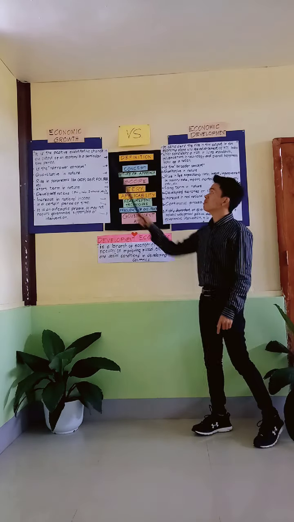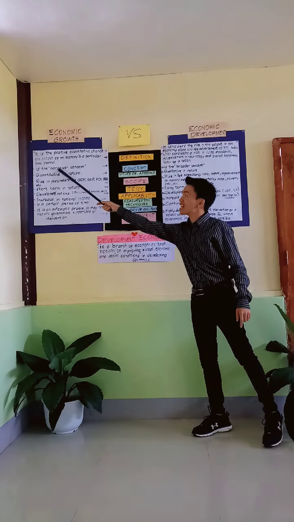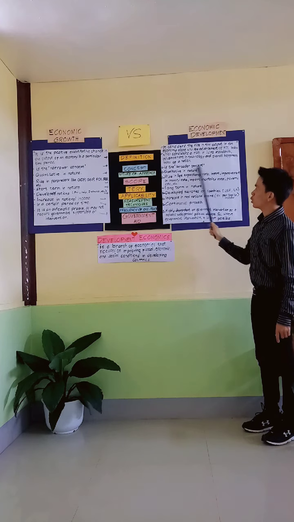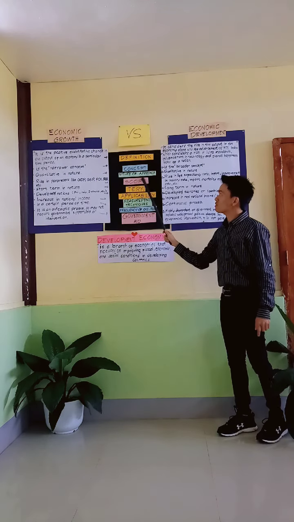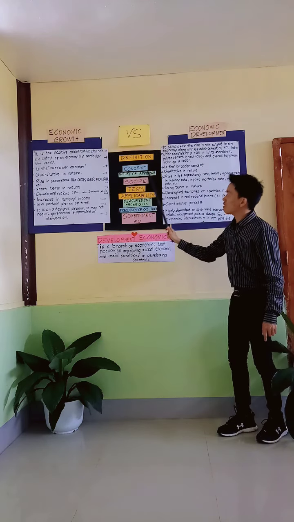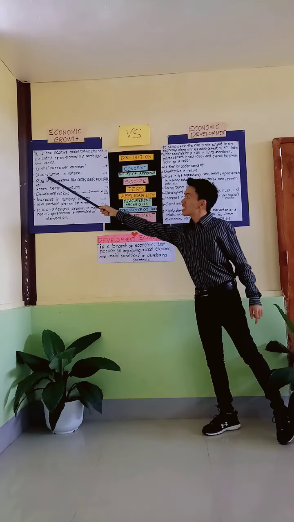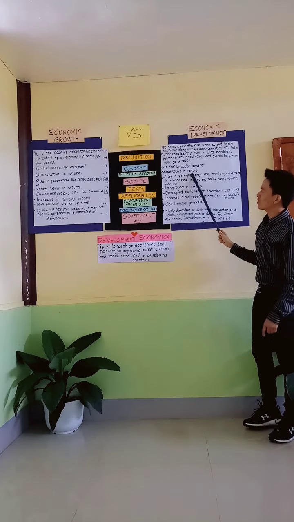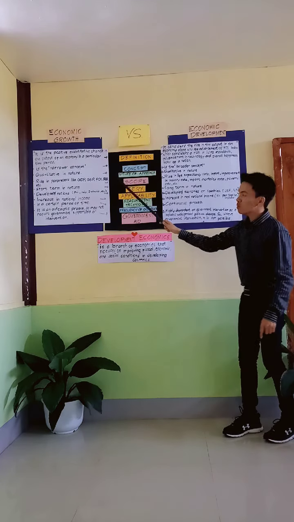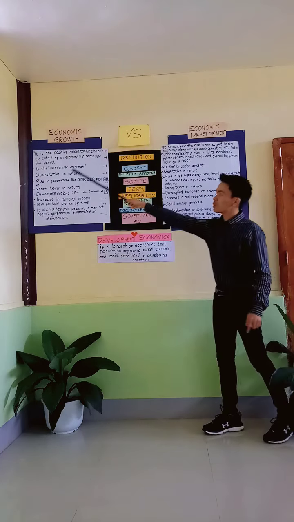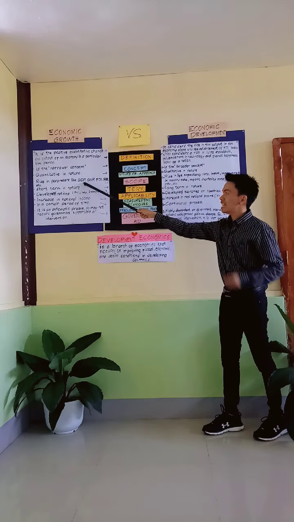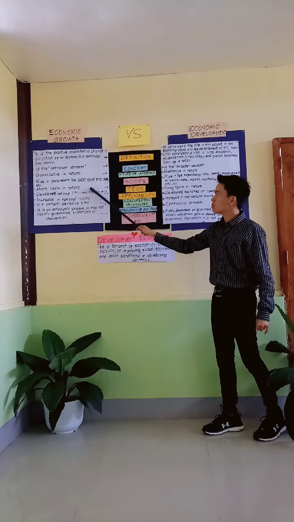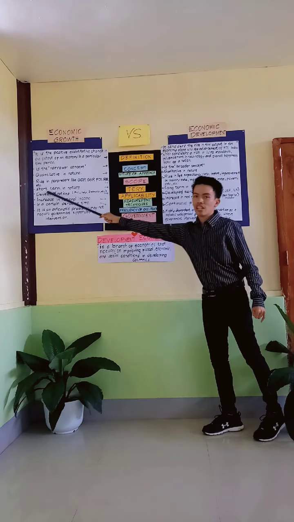In terms of concept, economic growth has a narrower concept, while economic development has a broader concept. Now, in terms of nature of approach, the nature of approach of economic growth is quantitative, while economic development is qualitative. And now, in terms of scope, economic growth is a rise in parameters like GDP or gross domestic product, GNP or gross national product, FDI, and so on.